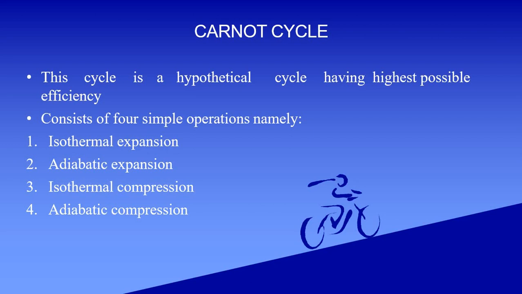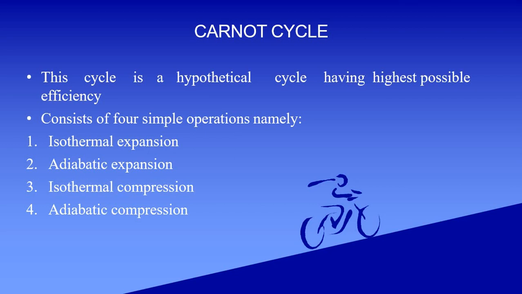There are Otto, Diesel, Dual, Brayton, then Stirling, Ericsson. So this cycle will give the highest possible efficiency. Suppose when you invent an engine, you have to compare the efficiency of the engine you have invented with the Carnot cycle efficiency. Suppose the Carnot cycle efficiency is greater, that means your claim may be right.